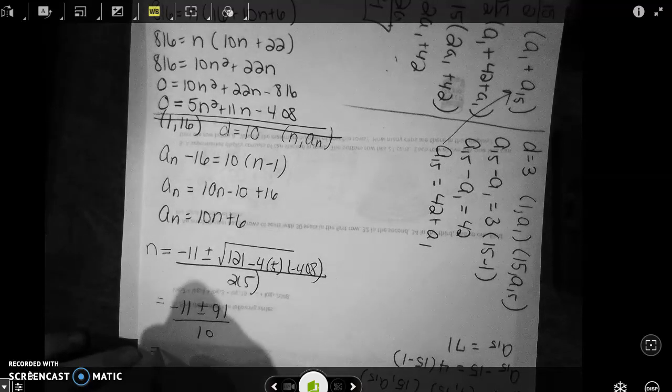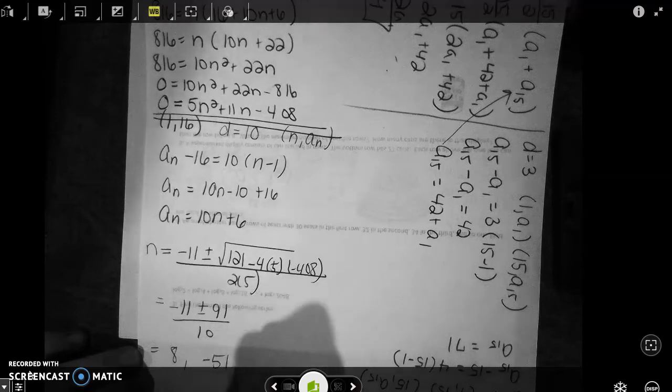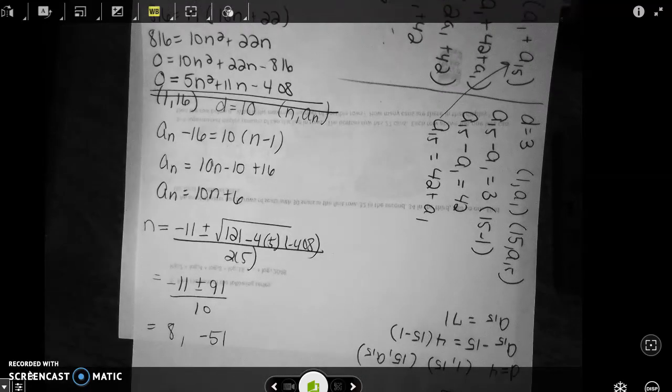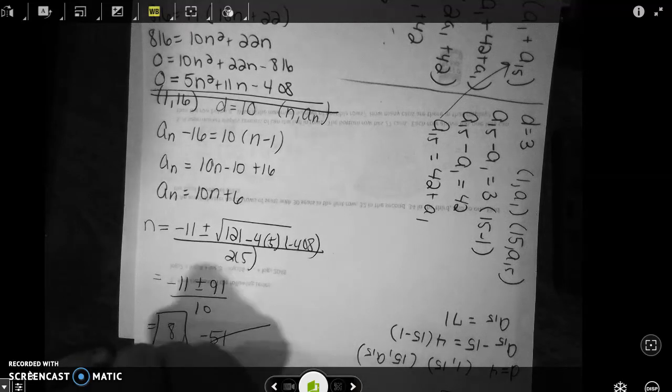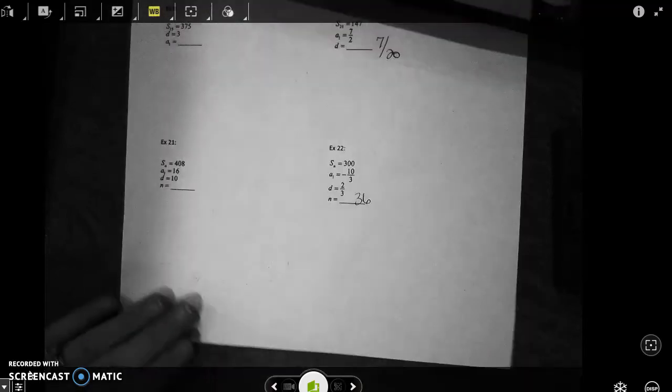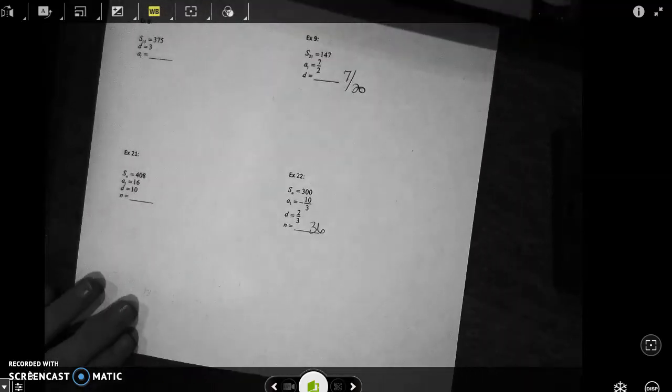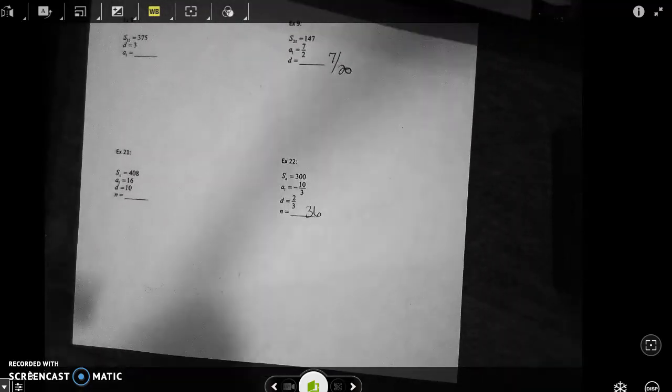And I get two answers here. I get 8 and negative 51, which comes to say, what are we finding here? We're finding n, which is the number of terms. So the number of terms can't be negative. We can't have negative 51 terms. So our answer here is n is 8. And so I'll leave 22 up here for just a second so you can see the answer there is 36.